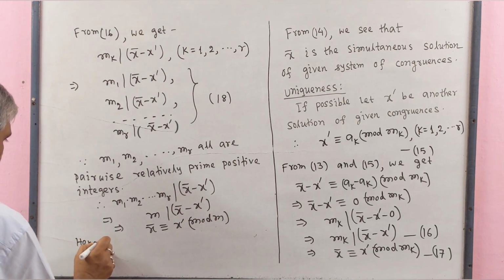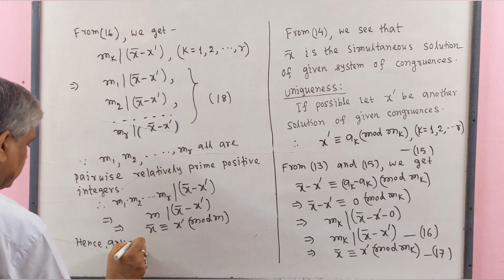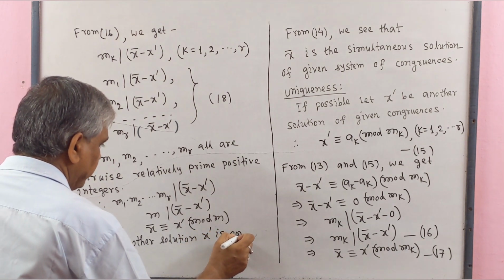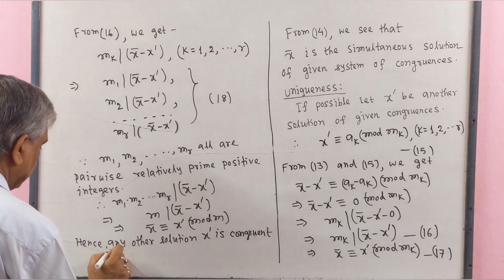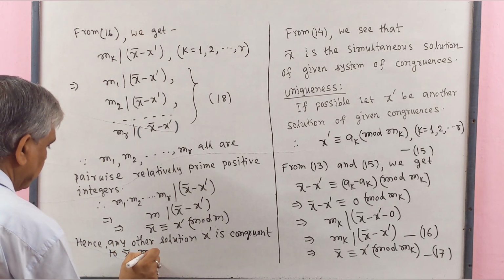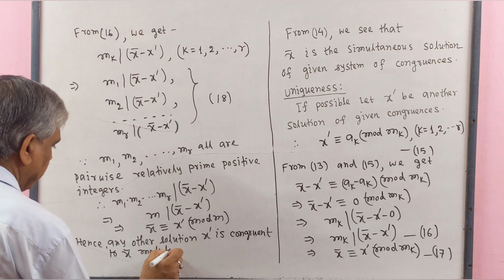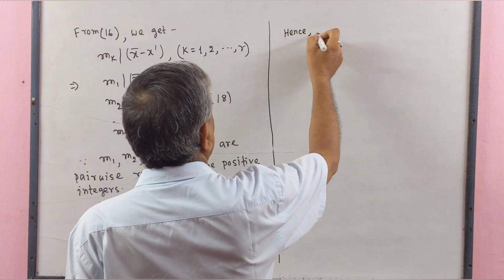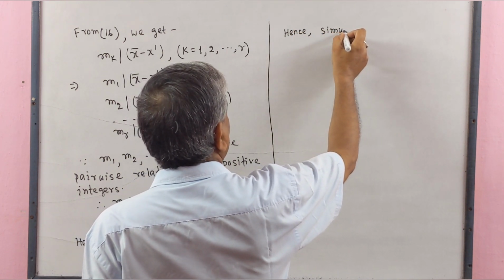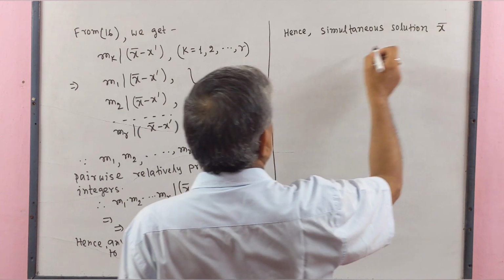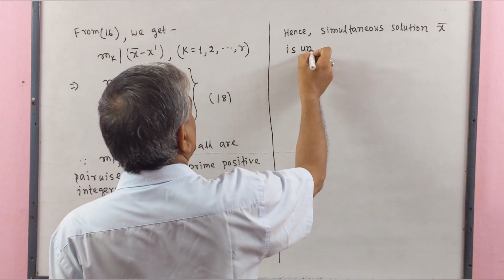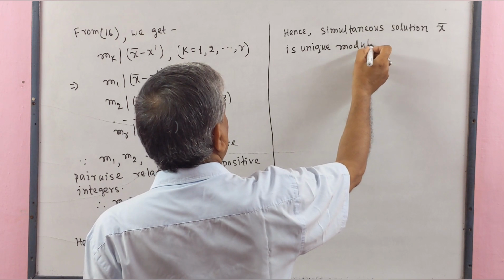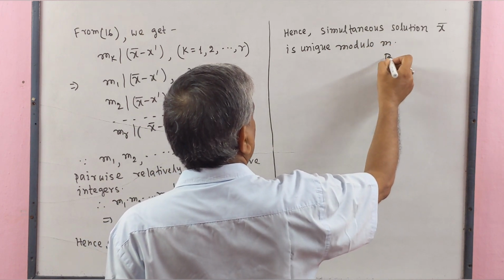Hence, any other solution x prime is congruent to x bar modulo m. Hence, the simultaneous solution x bar is unique modulo m. Proved.